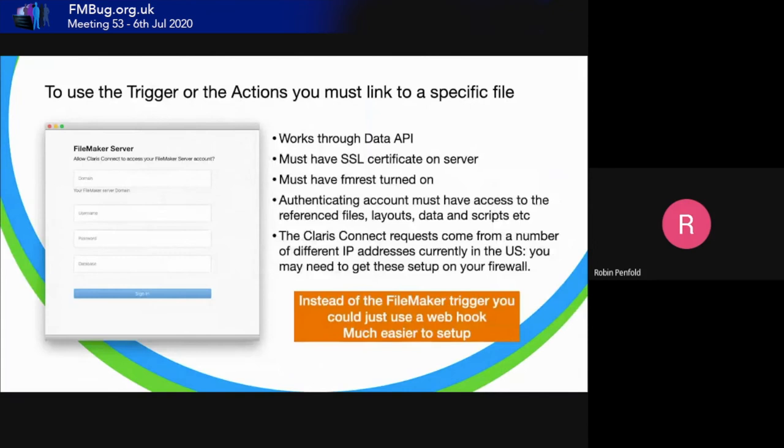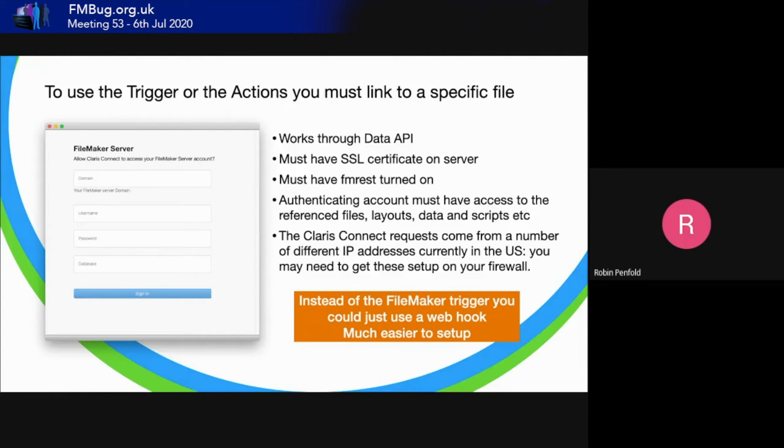A few thoughts on actually accessing the server. It works through the data API, so the things you've learned about accessing the data API are all relevant. You must have a valid SSL certificate on the server, must have FMREST turned on the specific account. Authenticating account must have access to the referenced files, layouts, data, and scripts. Claris Connect requests come from a number of different IP addresses currently in the US. You may need to get these set up on your firewall. It also seems to me that you could just use a webhook to trigger rather than actually using the FileMaker server trigger itself.